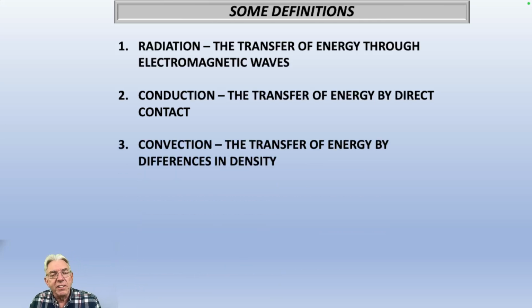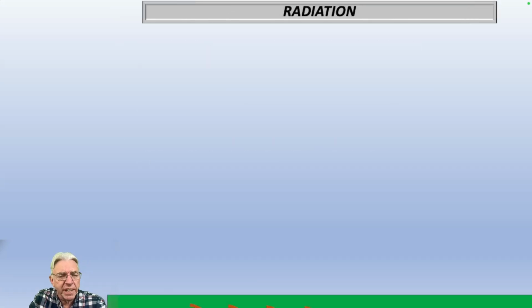And then finally, convection is the transfer of energy by differences in density, okay? So let's say that an air parcel is heated so that it is now warmer than its environment and less dense than its environment, then it is going to start to move by virtue of the fact that it is less dense than the environment that it's in, okay? So those are the three mechanisms we'll talk about right now.